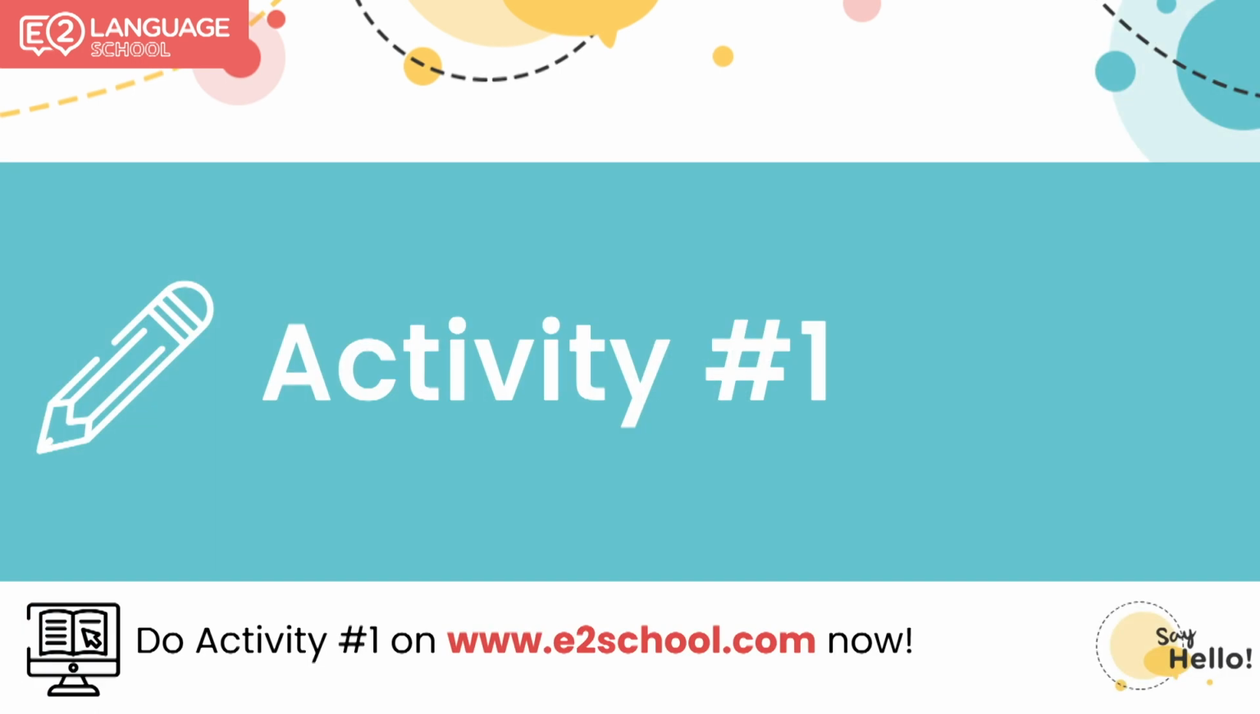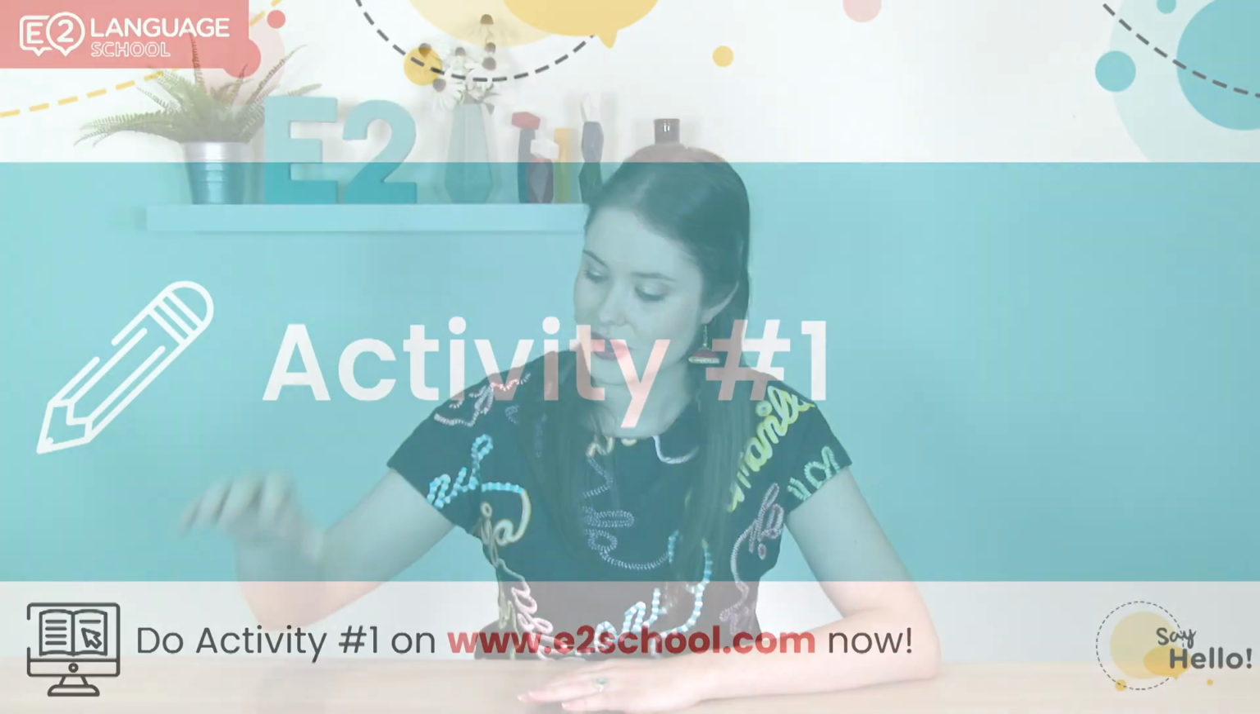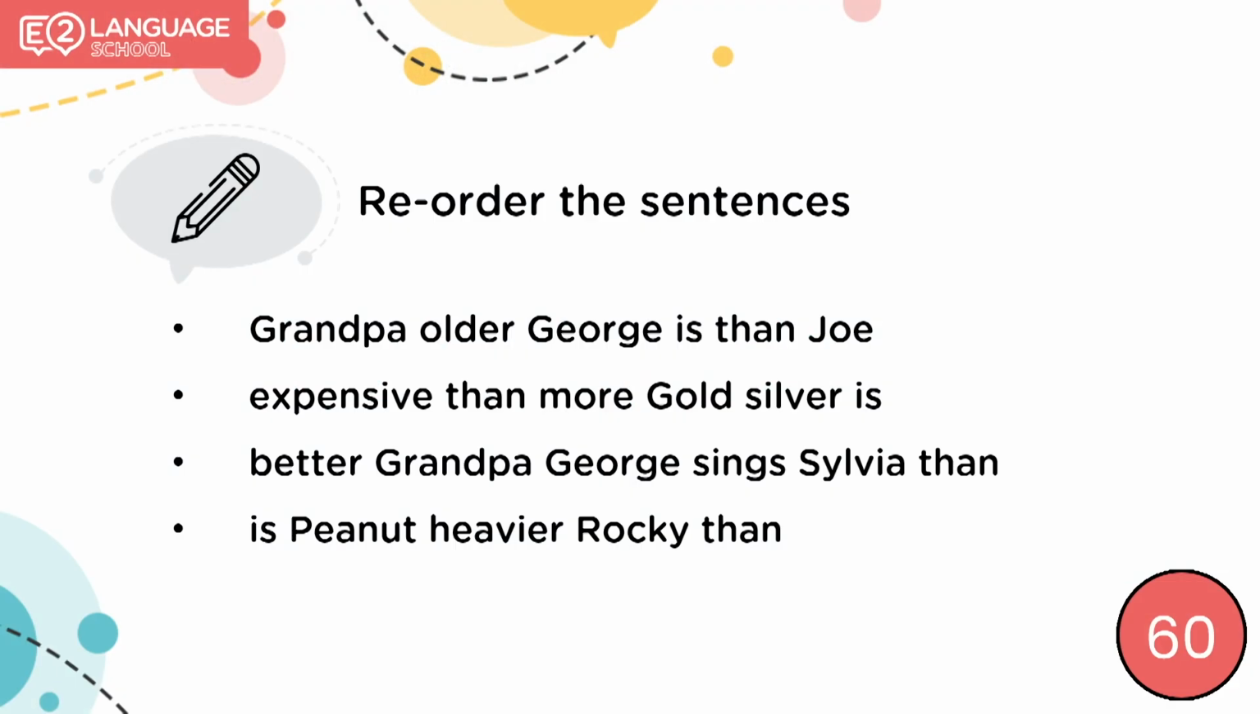Okay, it's time for our first activity. Now, if you're watching this video on E2 School, you can do this activity on our website, just below the video. If you're watching on YouTube, you can just use your brain to think of the answers, or sign up to E2 School. All right, let's take a look. Your first activity, you need to reorder the sentences. You have 1 minute.